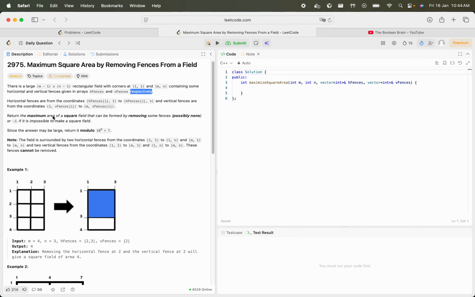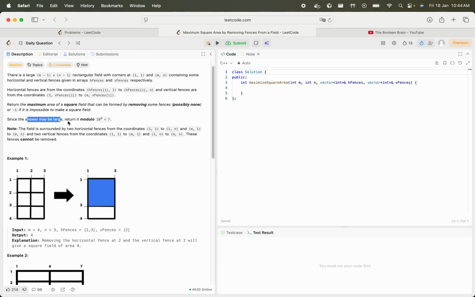We have to return the maximum area of a square field that can be formed by removing some fences, possibly none, or minus 1 if it is impossible to make a square field. We want to make a square field. Since the answer may be large, return it modulo 10 power 9 plus 7.